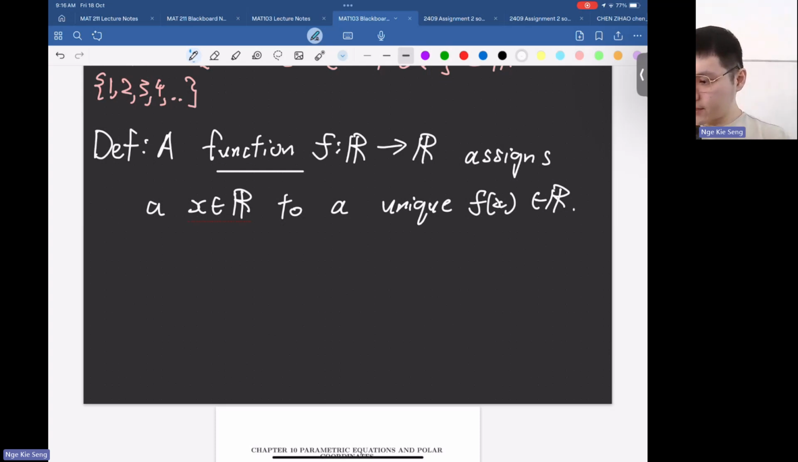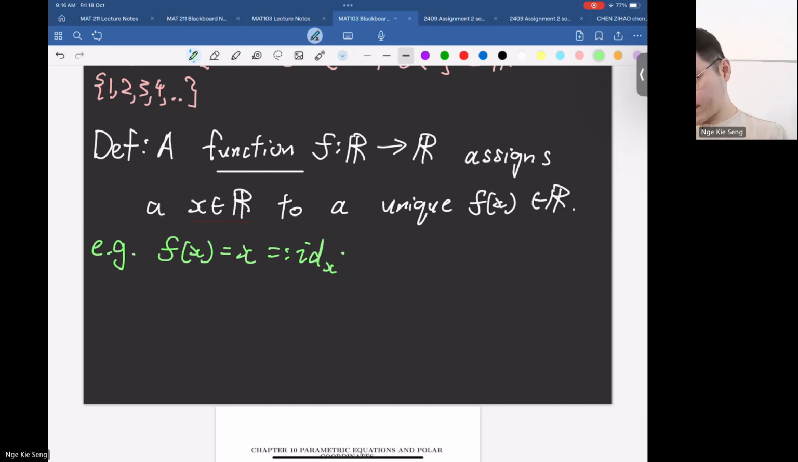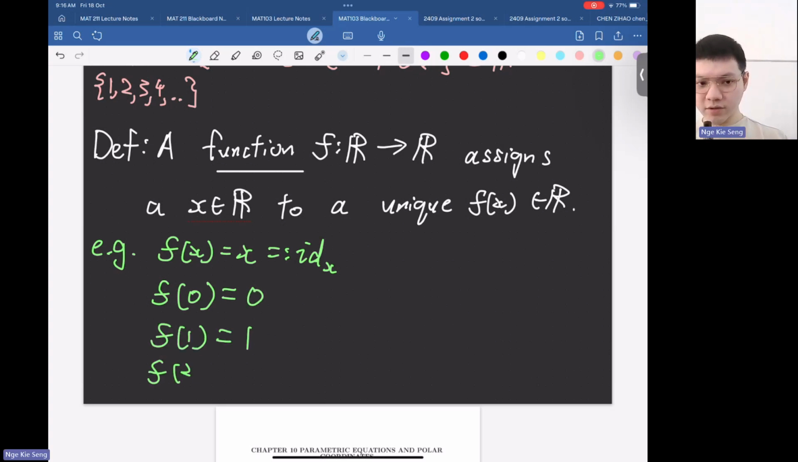So let's give a very easy example of a function. For example, f(x) equals x. This is what we call the identity function. So what does this function do? Let's check on some points. What does it do to 0? It sends 0 to 0. It sends 1 to 1. It sends 2 to 2.